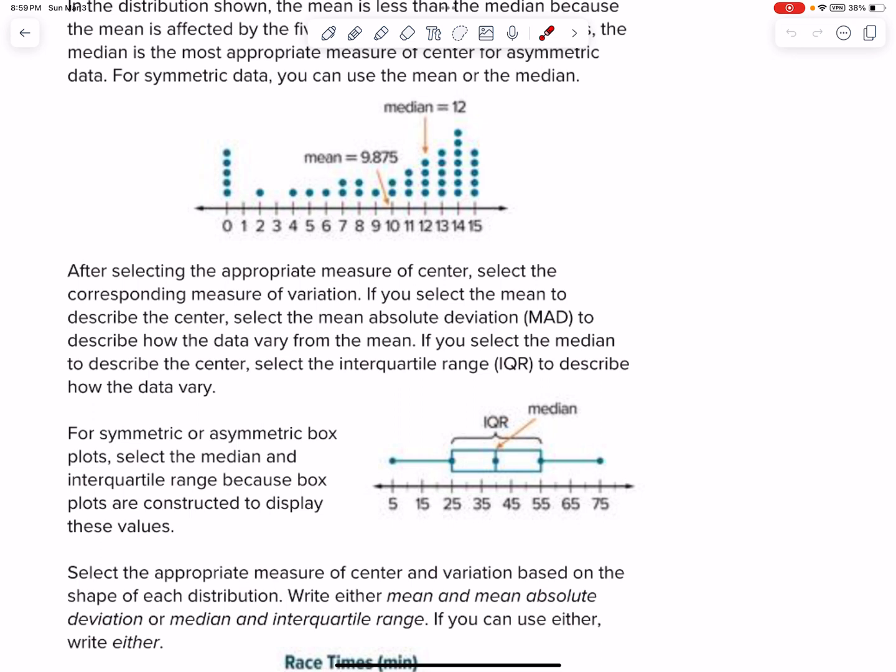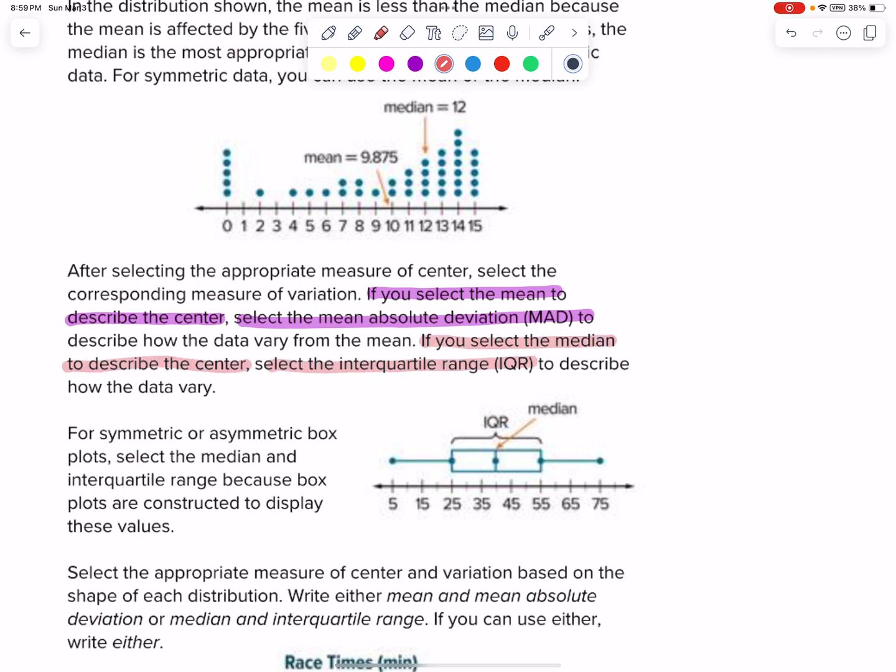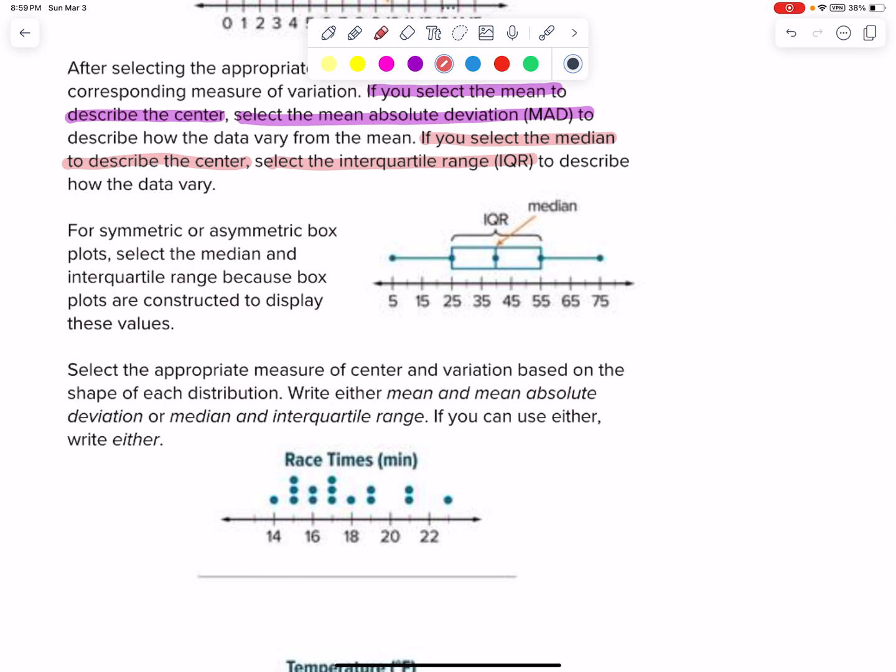And so that's what it's sort of saying here: if you select the mean to describe the center, then obviously we can use the mean absolute deviation to describe how the data varies from that mean. If you select the median, then in that case we're going to want to use the interquartile range to decide how it varies, because it's going to tell us where each quarter of the data is from that median. So this is what you would want to highlight right here. If you select the mean to describe the center, select the mean absolute deviation. And let's pick a different color here. If you select the median to describe the center, select the IQR or interquartile range. And we've practiced doing that in the last lesson, so you should be good to go with that.